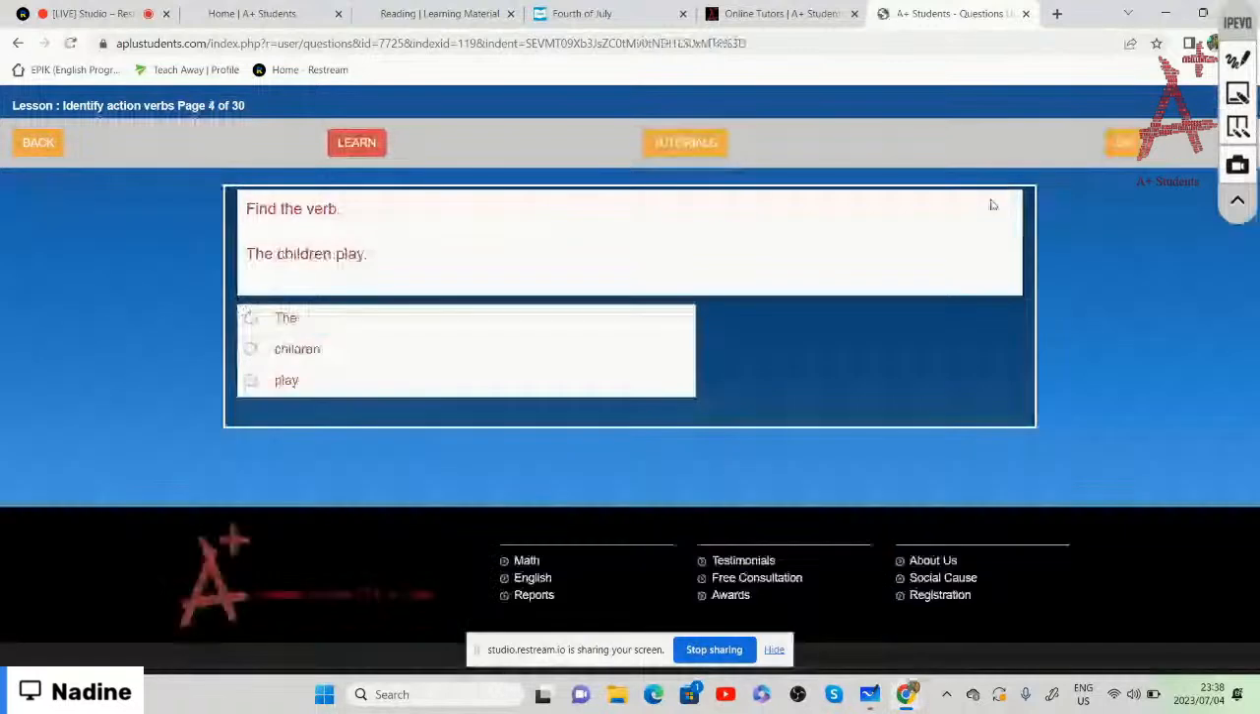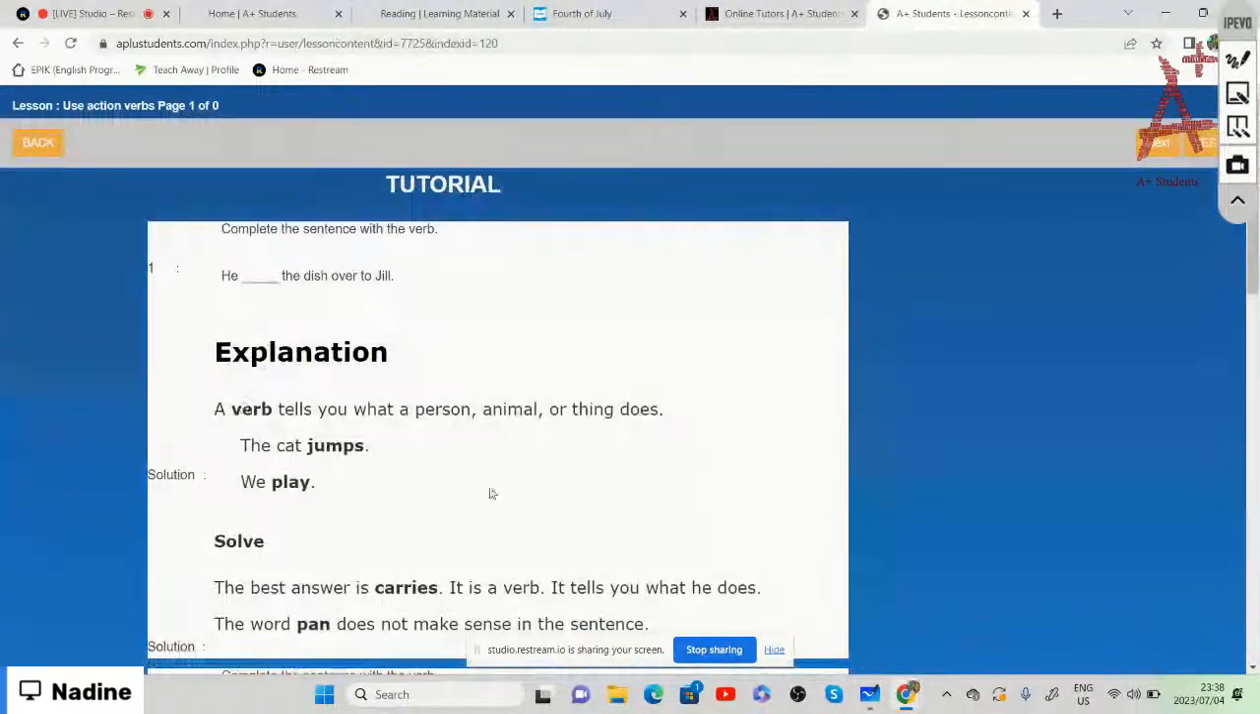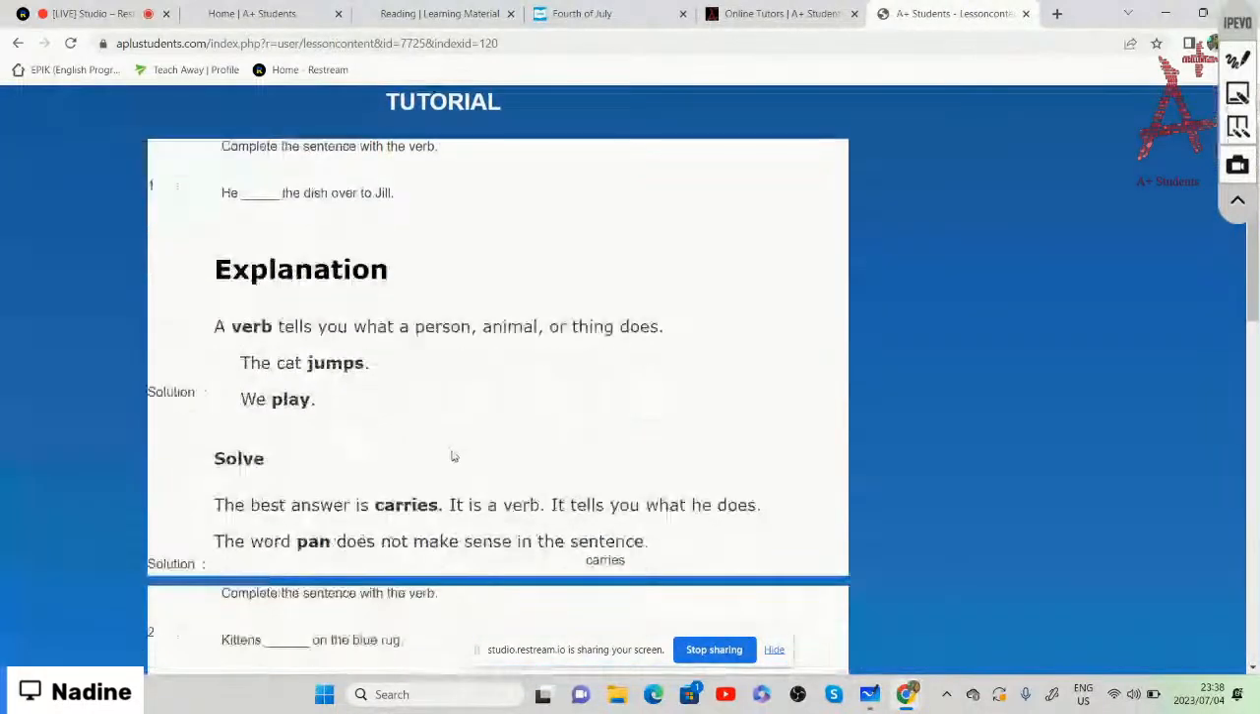All right. So we're going to go back and we're going to the last one. Use action verbs. So now we're going to use the action verbs, and this is now going to be the last one.